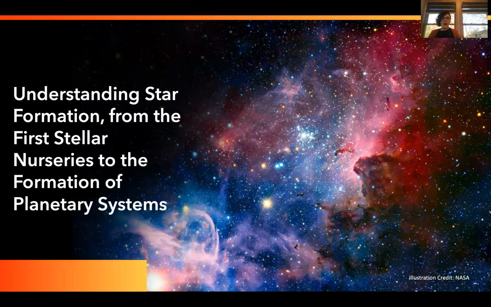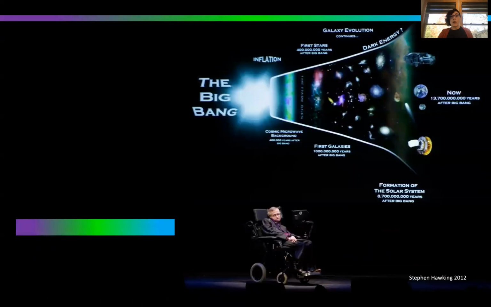So let's jump into the studies that Webb will do to understand the formation of stars and planets. We are going to invest a lot of time to understand how stars form, because this is one of the most important processes that happen in the universe. Immediately after the Big Bang, the universe was very dark, very small, compact, and hot.